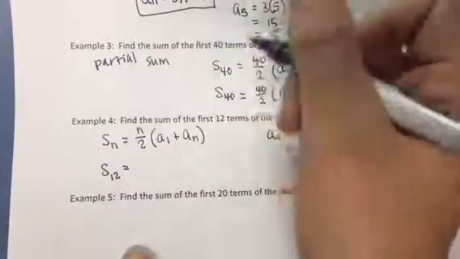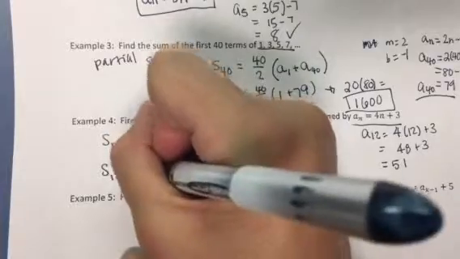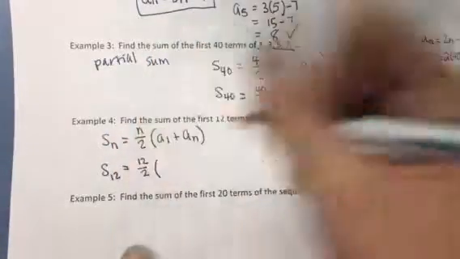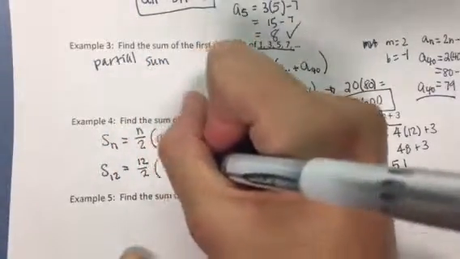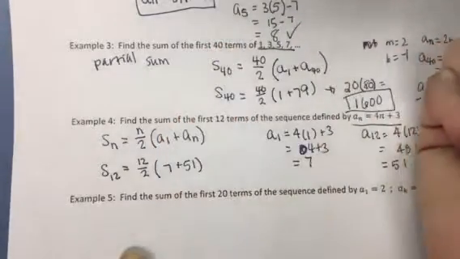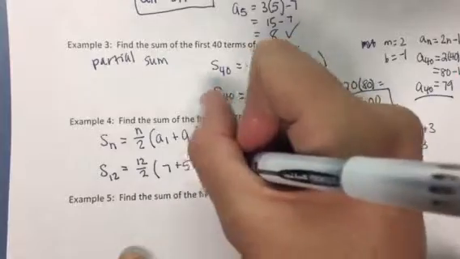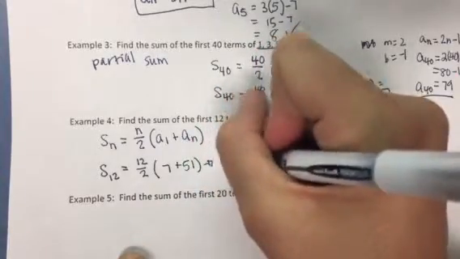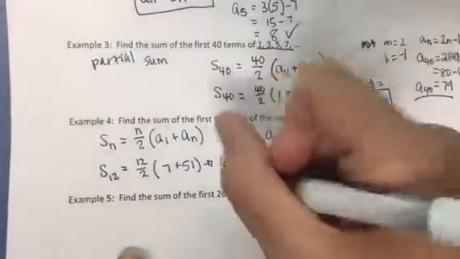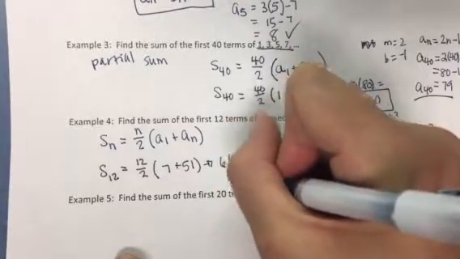the sum of the first 12 terms is equal to 12 over 2, which will be 6, times 7 plus 51. So 51 plus 7 is 58. So this basically becomes 6 times 58. And if I did that correctly, that should be 348.